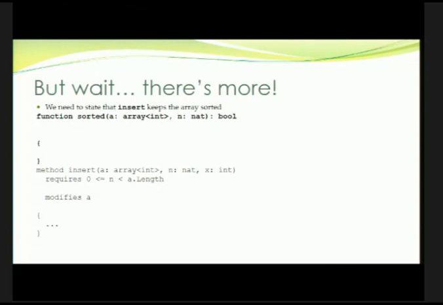So here's a function sorted. It takes an array of integers and a natural number n, and it's a function that returns a bool. Later on, you'll see there's a notation which I can just call a predicate, and I don't have to say that it returns a bool. So a function that returns a bool is a predicate. But here's a function that returns a boolean. It's going to tell me if the array is sorted or not, right?